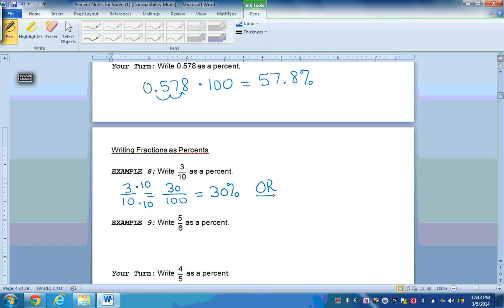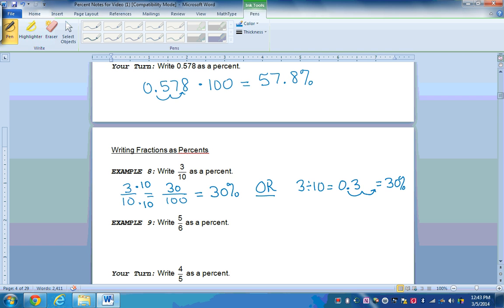Another method that you can use is just straight division. 3 over 10 is the same as 3 divided by 10. We'll get the decimal version of 3/10, and that is 0.3. And then if we want to go ahead and change that into a percent, we're going to have to multiply it by 100, which means moving it over 2 spots. That comes out to, put a 0 in there, 30%.